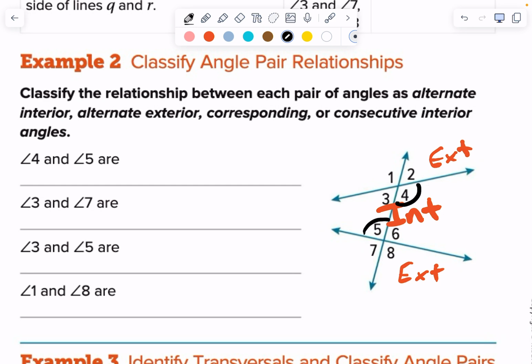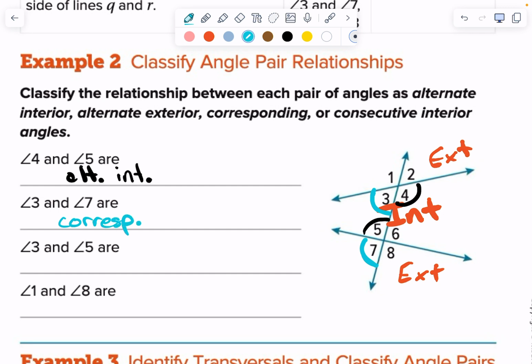4 and 5, what are those angles? They're alternate, they're on opposite sides of the transversal, but they are interior, so they are alternate interior. If you want to abbreviate ALT-INT, that's fine. Okay, let's talk 3 and 7. 3 is here and 7 is here. Those are in the same corner of the intersection, so those are corresponding.